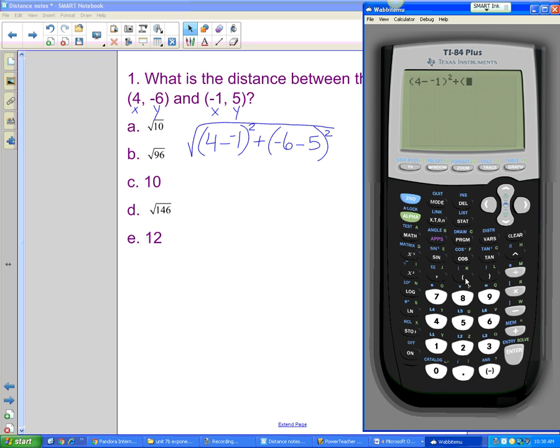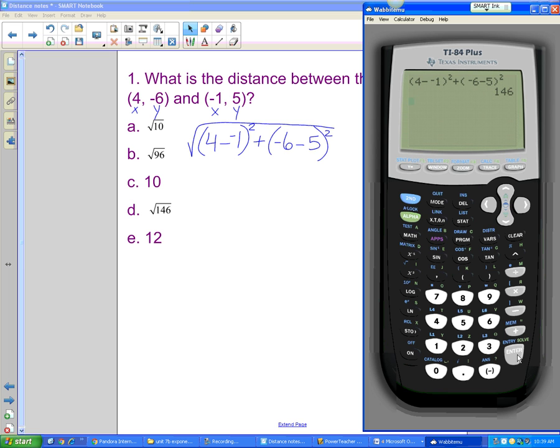All right, for -6, the calculator is weird. It makes you put the negative down here, -6, and then -5. The minus is over here, parentheses, squared. And then you hit enter. All right, you should be getting 146. If you're not, raise your hand so I can help you fix the calculator. 146?